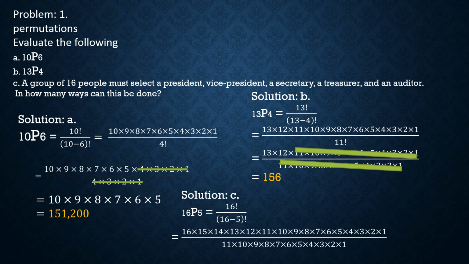Simplifying, same as the process in the previous steps. So we have here 16 times 15 times 2 times 1, and 11 times 10 times 2 times 1. Okay? So of course, we can cancel out from 11 to 1 from numerator and denominator, leaving us the quantities 16 times 15 times 14 times 13 times 12, which becomes 524,160 ways. So there are a lot of ways for us to select the president, vice president, a secretary, a treasurer, and an auditor.